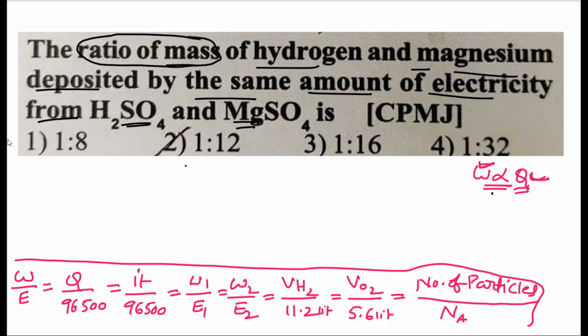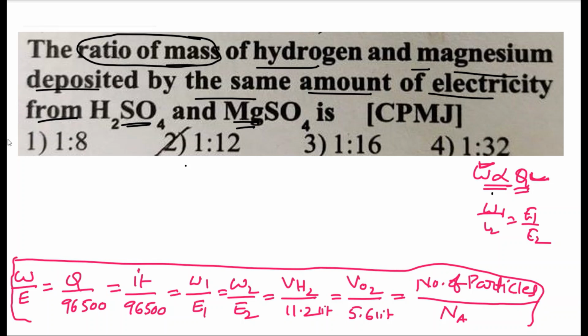And Faraday's second law is what? The weights ratio is equal to the equivalent weight ratio. This is Faraday's second law. So these two are Faraday's first law and second law. But I will tell the shortcut trick. This is the sequence formula you should apply to any problem related to Faraday's law.